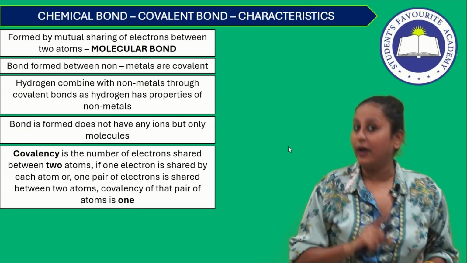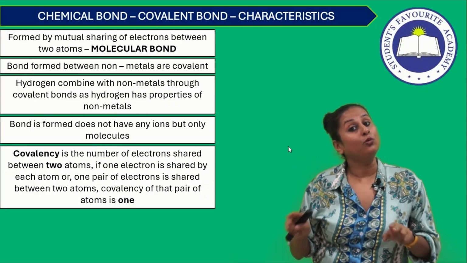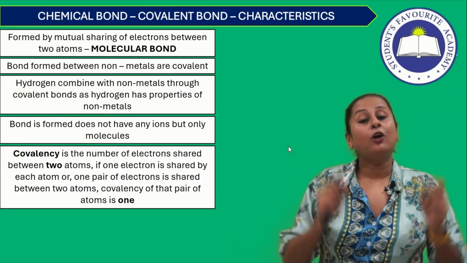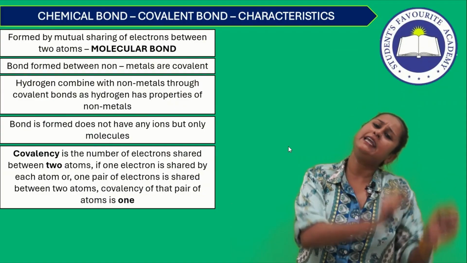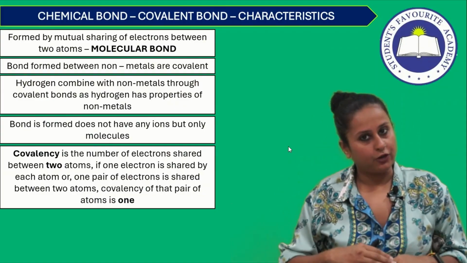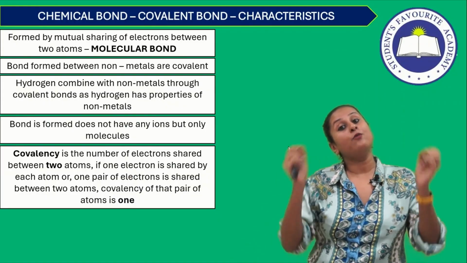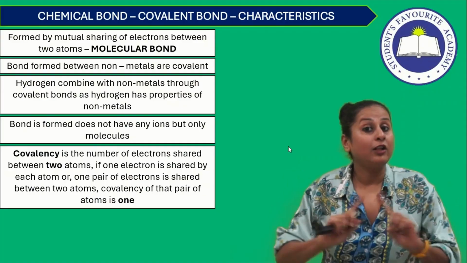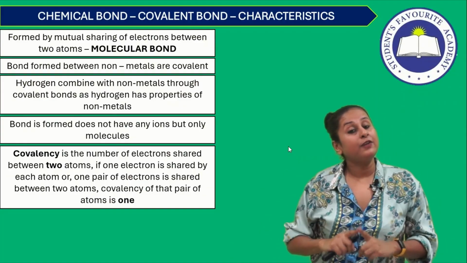So what will be the covalency of the HCl bond? It will be 1. So 2 electrons are shared, but the covalency will not become 2. Covalency will remain 1, because we either calculate the number of electrons shared by each atom, or the number of pairs of electrons shared. So if chlorine and hydrogen are each sharing one electron, we can't call the covalency 2, because how many pairs of electrons are shared?